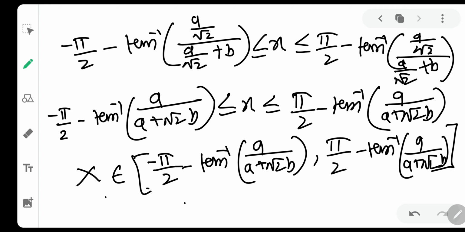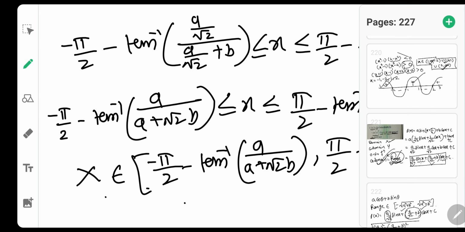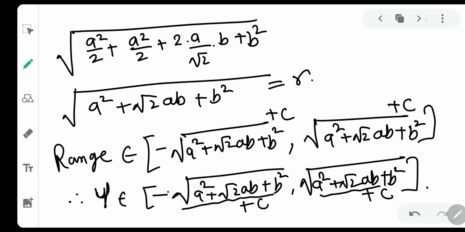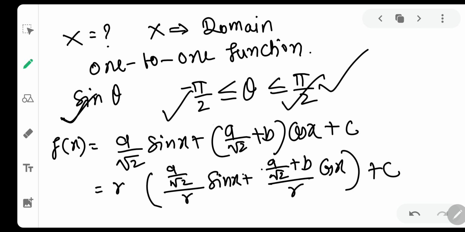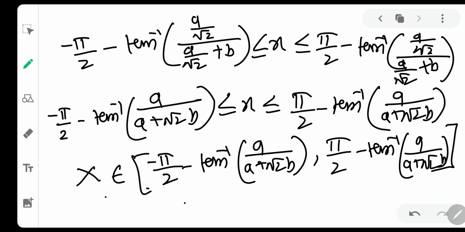So this was a very nice question in which we are given that this particular function is 1-to-1 and onto also. Using onto condition we calculated range, which was codomain and which was nothing but y. And using 1-to-1 condition for sine theta, where theta lies between minus pi by 2 to pi by 2, we calculated the domain, which is set x also.